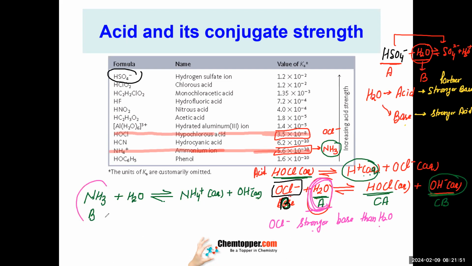Here, ammonia is stronger base than water. You're understanding this? So the conjugates, we are going to decide whether the conjugates are stronger than water or weaker than water. Ready to write down one more breaks? Yes.